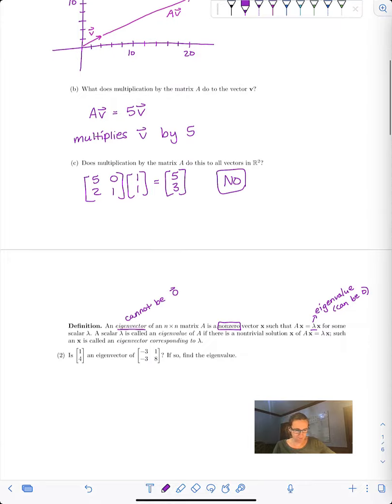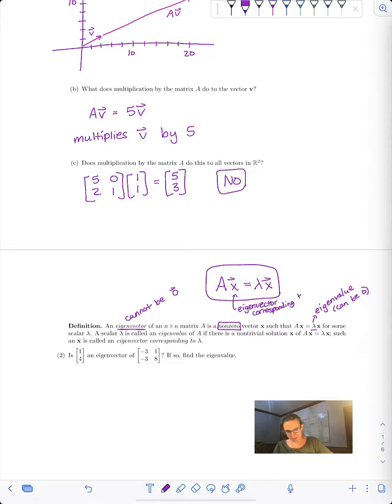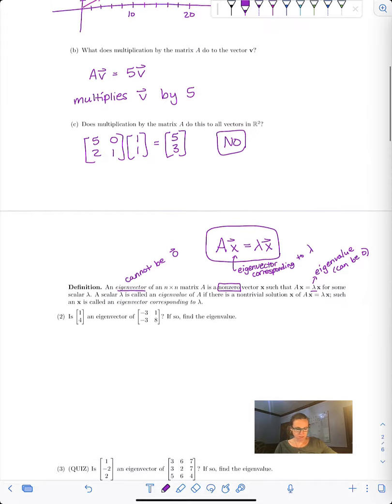And then if you're given an eigenvalue, the key equation that you want to think about is Ax equals lambda x, and anything satisfying that is an eigenvector corresponding to lambda. So this x here, any solution here is an eigenvector corresponding to lambda.